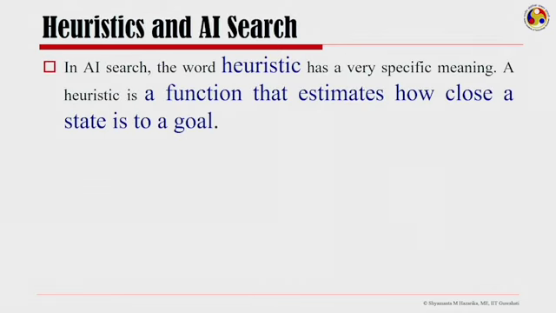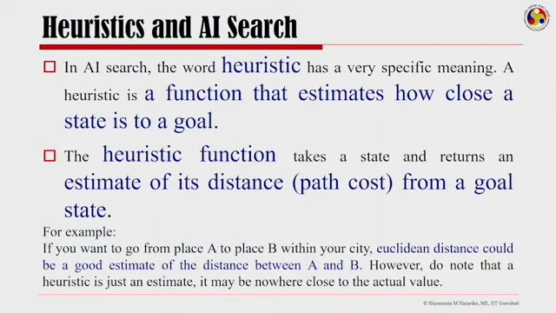Heuristics in AI search has a very specific meaning. It is a function that estimates how close a state is to a goal. In the next couple of slides, we'll look at what we mean by that. The heuristic function takes a state and it returns an estimate of its distance, its cost of the path from the goal. Here it would be appropriate to think of an example from real life.